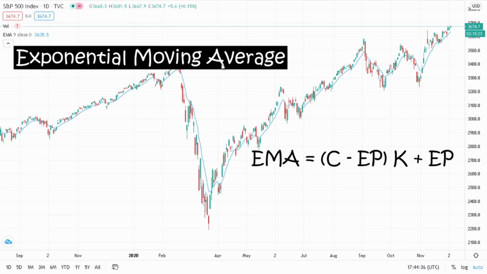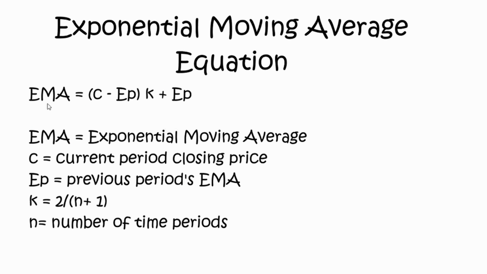So to better understand an exponential moving average, let's look at the equation. EMA will equal exponential moving average. C is going to equal the closing price of the current price period that we're looking at. EP is going to be the previous period's EMA, or exponential moving average. K will be an equation itself, which is 2 divided by n plus 1. And n is going to be the number of price periods that we're looking at, so the total number of closing prices.